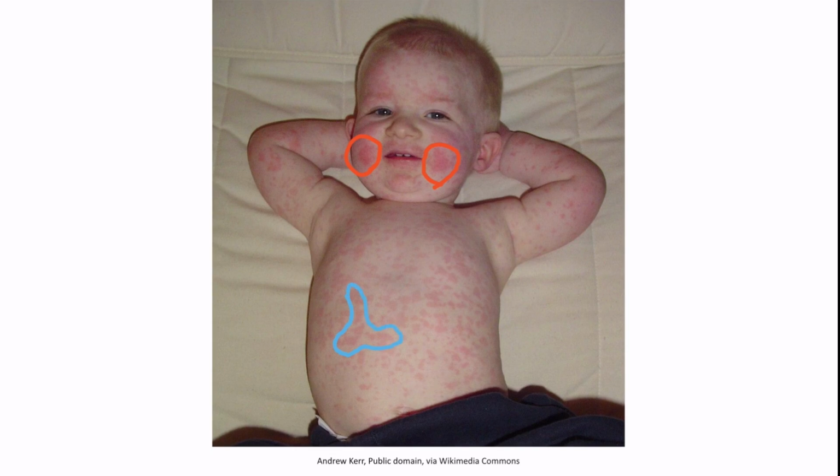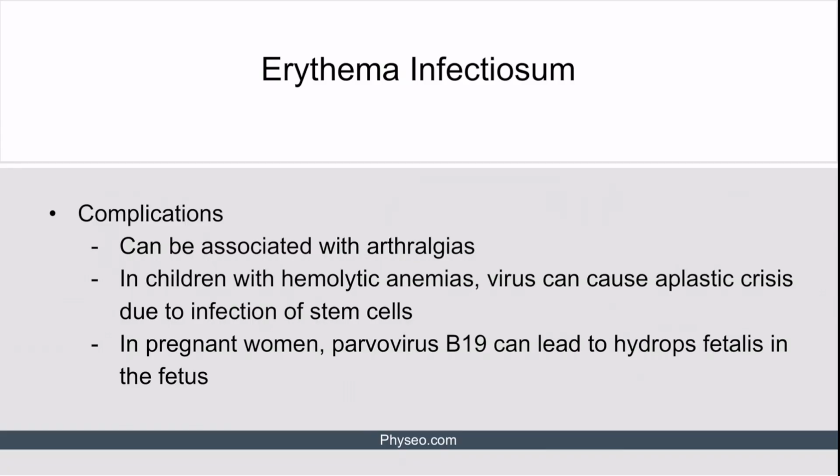of confluent. There are several complications associated with parvovirus B19. Patients may experience arthralgias, especially if they experience this virus as an adult. In children with hemolytic anemias such as sickle cell disease and thalassemias, a parvovirus B19 infection can lead to aplastic anemia due to infection of the stem cells.